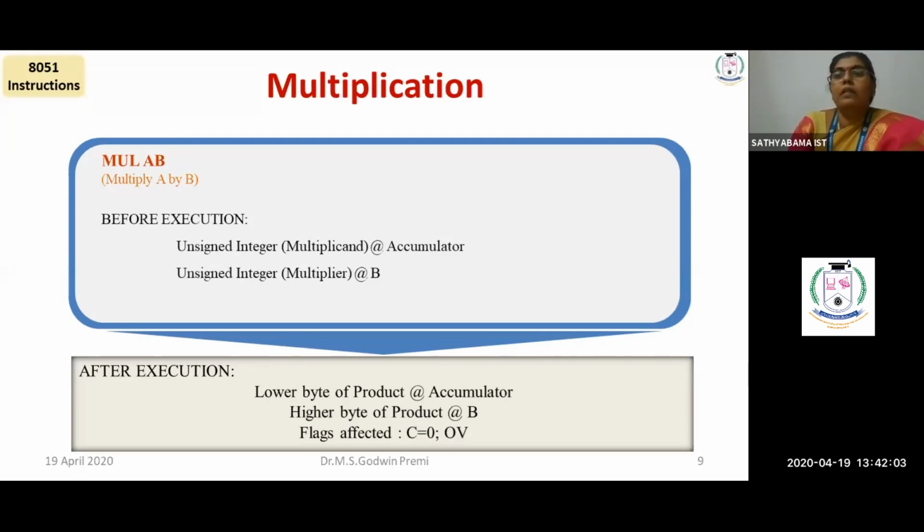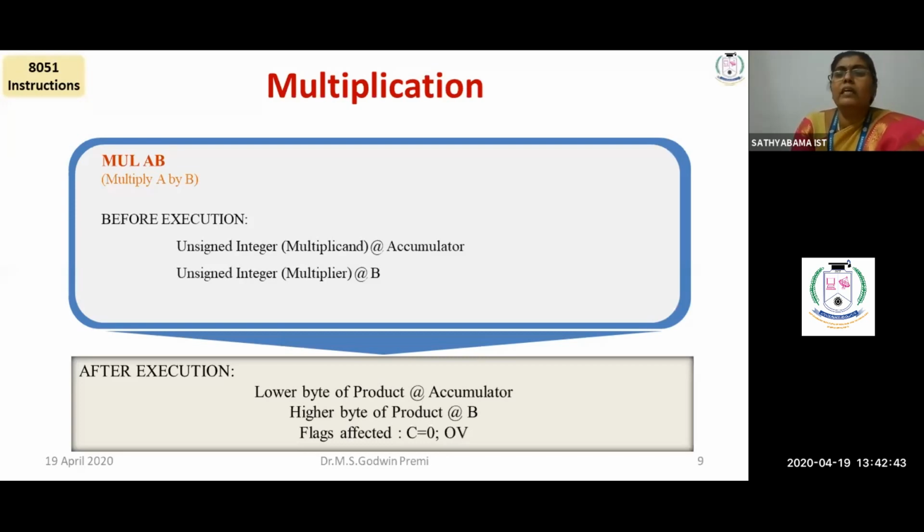For example, the accumulator is having FF. B register is also having FF. So FF multiplied by FF is FE01. So 01 is the lower byte of the product. FE is the higher byte of the product. So after executing the MUL AB instruction, the lower byte of the product, that is 01, will be stored in the accumulator. The higher byte of the product, that is FE, will be stored in the B register. This is the result of FF multiplied by FF.